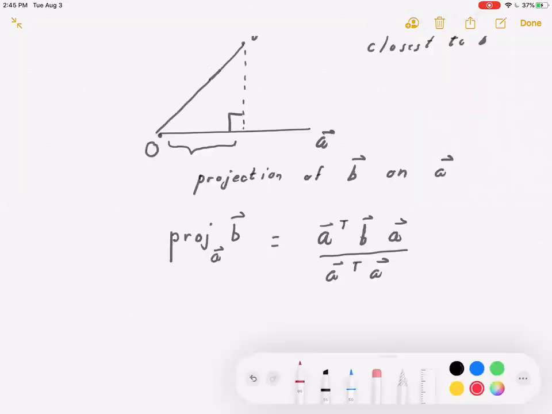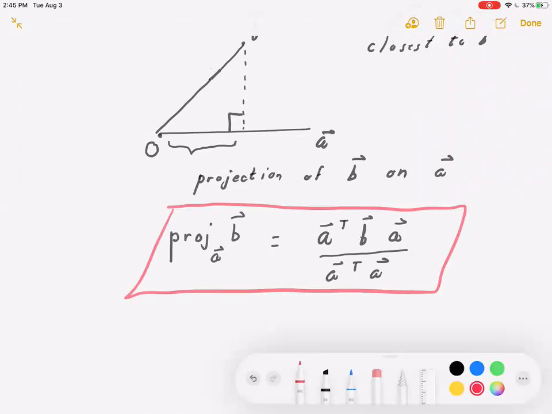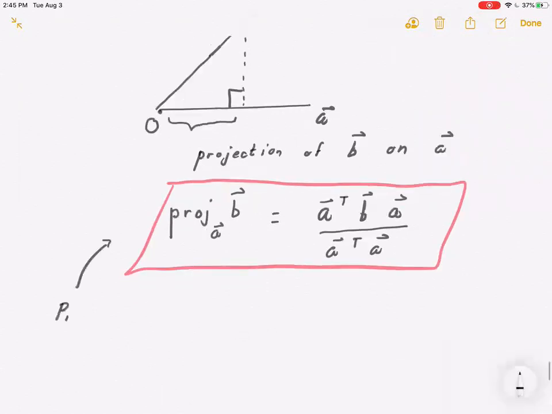And let's put this in red. It deserves it. This expression tells you how to calculate the projection of a point on a line. In this case, the point is B. In this case, the line is A.